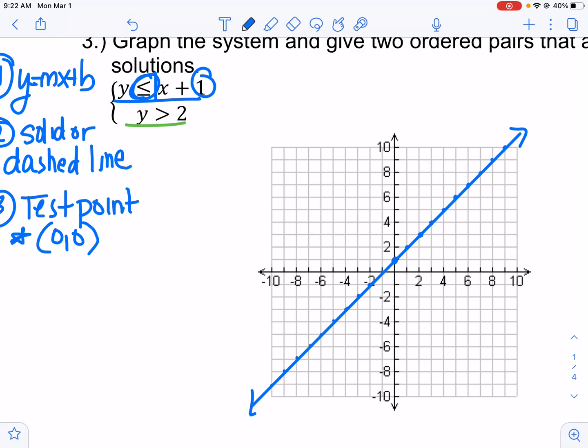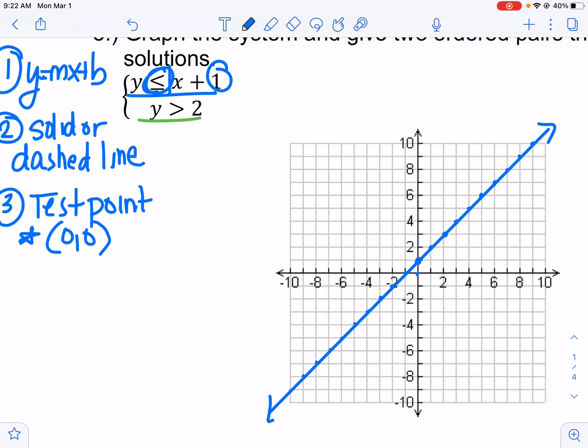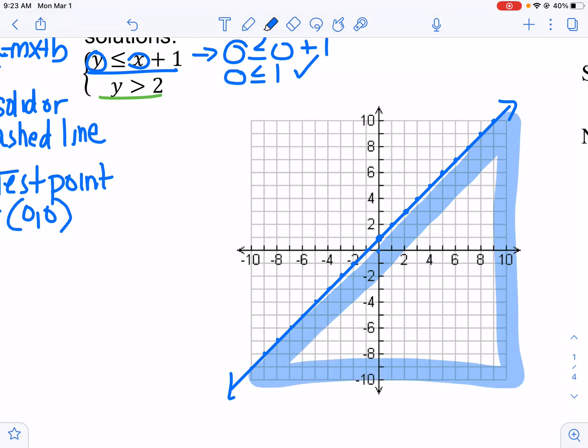Now I'm going to test the point 0, 0. Let's see if I can use 0, 0. And I can. So I will substitute 0 in for y and for x. So 0 is less than or equal to 0 plus 1. 0 is less than or equal to 1. Is that true? Absolutely. So then I'm going to change to my blue highlighter and highlight through the point 0, 0. So my shading and all my solutions for my blue inequality are down below the line.